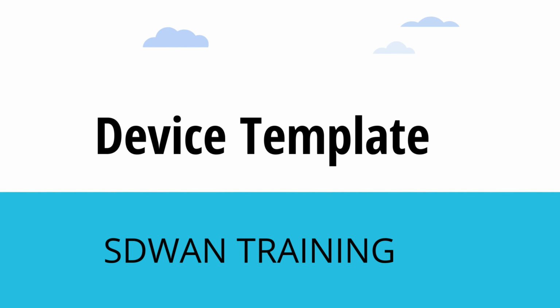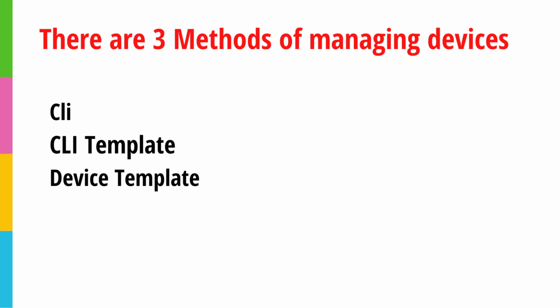There are multiple ways that you can manage your Cisco SD-WAN solution, and mostly we use three methods: CLI, CLI template, and device template. Although you can also use automation platforms and APIs and different methods, I'm going to cover these different methods in this video.